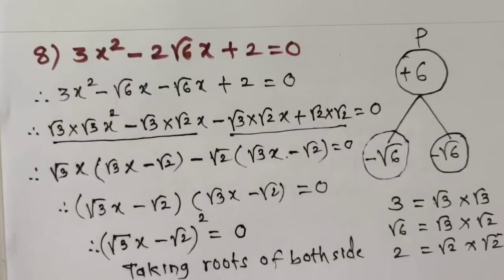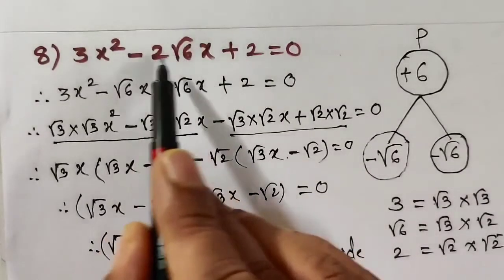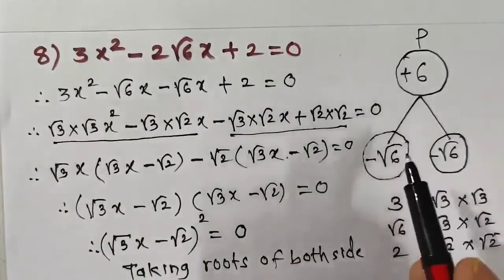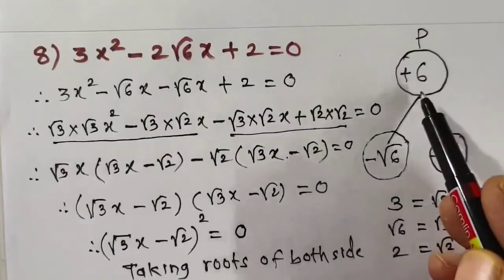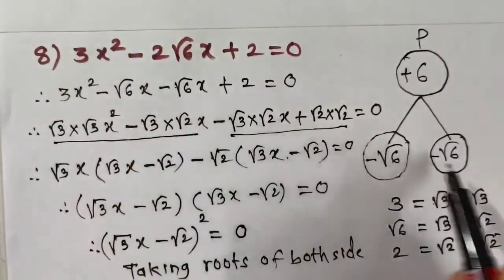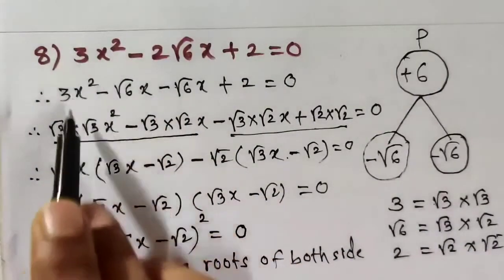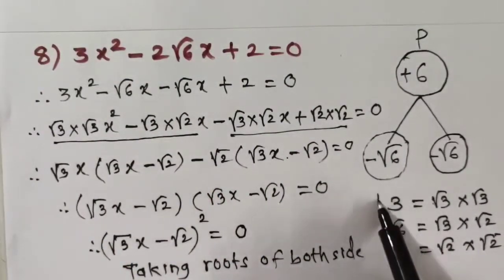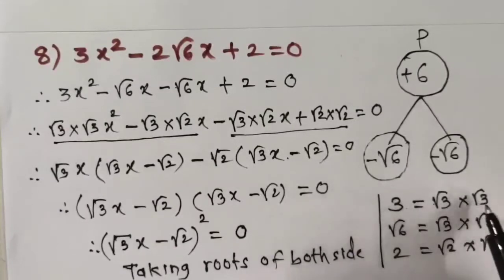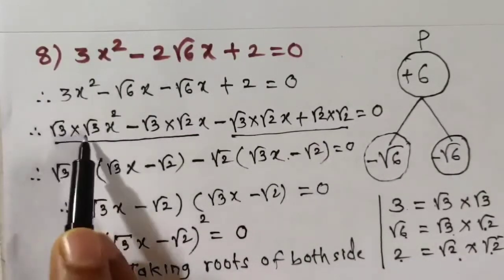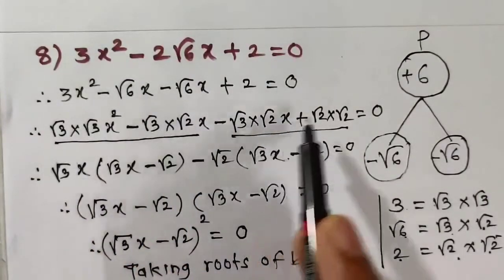Let us revise that sum. Here root 6 is there, so no need to see that middle term. 3 into 2, that is 6. Now find the factors whose sum is 2 root 6, product is 6. So root 6, sign of middle term, minus minus. Now write that first term as it is, last term as it is, split up middle term, root 6x, root 6x. Now use this one. This 3 can be written as root 3 into root 3. Root 6 can be written as root 3 into root 2. 2 can be written as root 2 into root 2. Now here split up that 3, split up that root 6, and root 2.